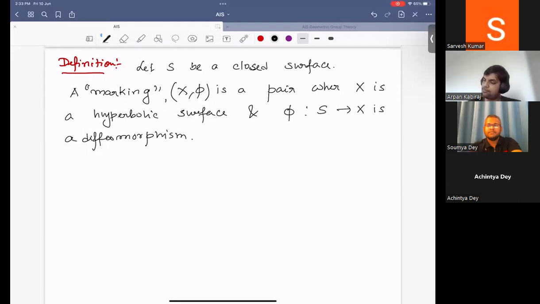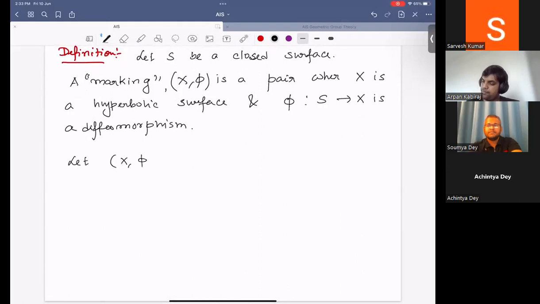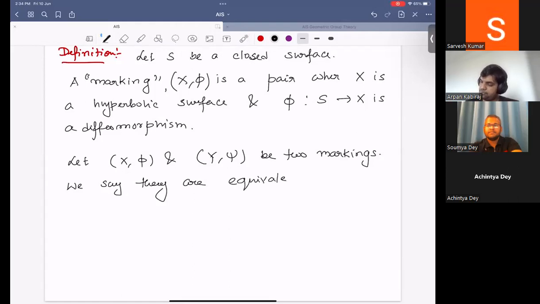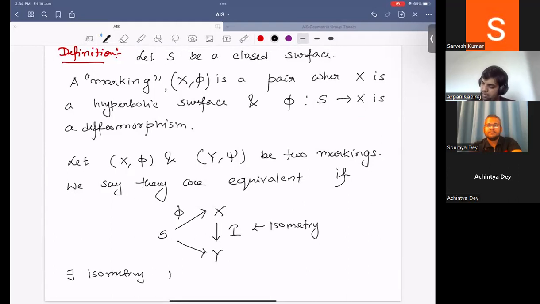Now two markings. Let (X, phi) and (Y, psi) be two markings. We say they are equivalent if, so you have S, you have X here with phi, and you have Y here with psi, there exists an isometry I from X to Y.